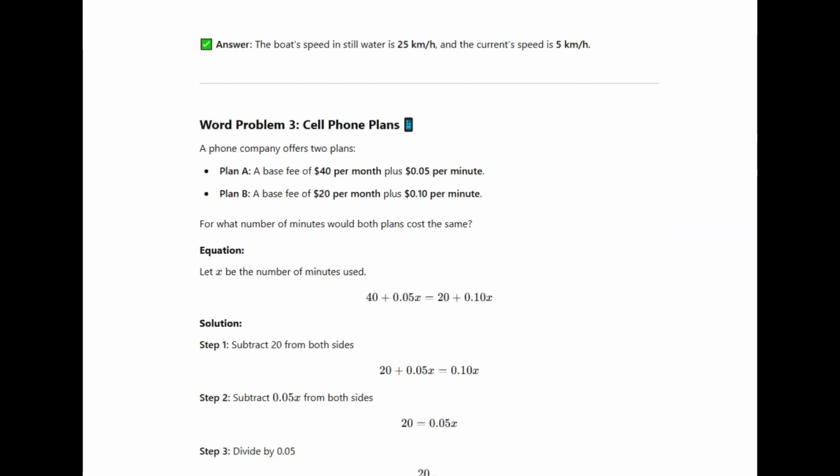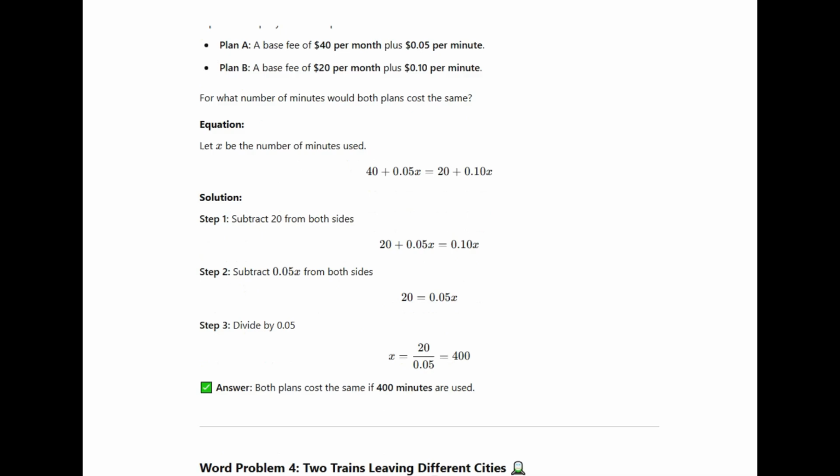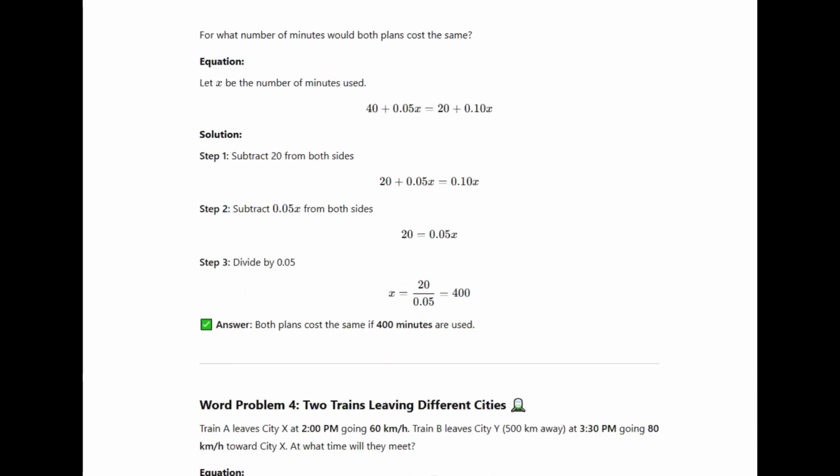For word problem 3, cell phone plans. A phone company offers 2 plans. Plan A, a base fee of $40 per month plus 5 cents per minute. Plan B, a base fee of $20 per month plus 10 cents per minute. For what number of minutes would both plans cost the same? Equation. Let x be the number of minutes used. 40 plus 0.05x equals 20 plus 0.10x.